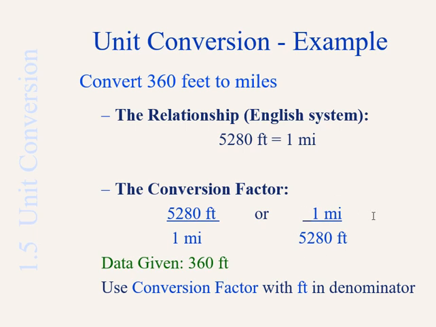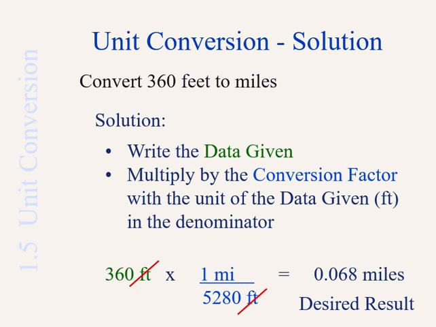You would pick the second one, because that's what will cancel out the feet, and the work is shown here, and the feet cancel out, we get miles. Here are two sig figs, and these are exact, and so here we have 0.068 miles.